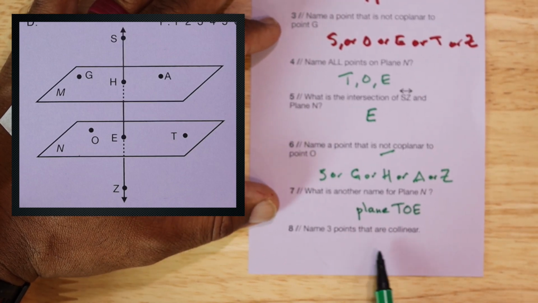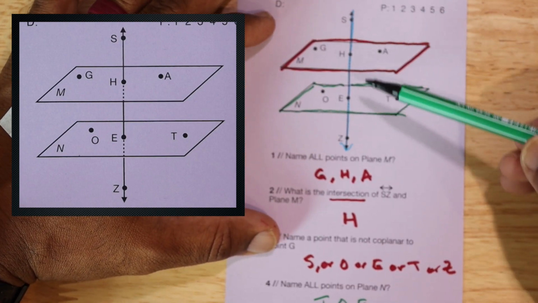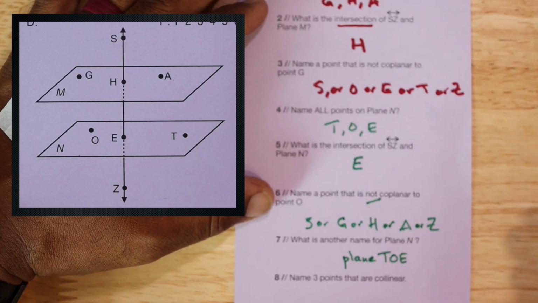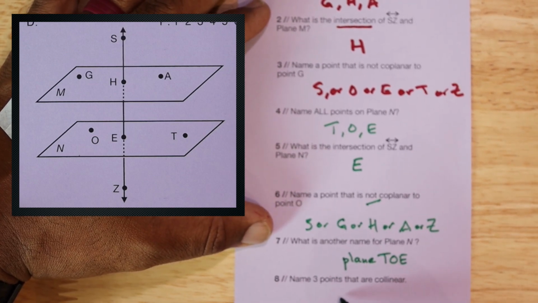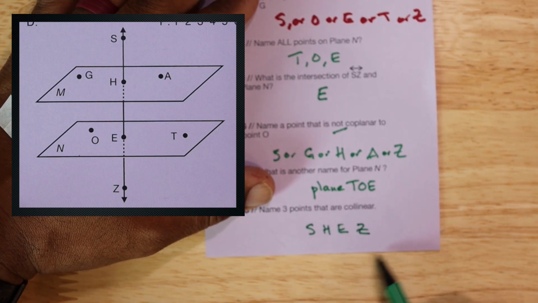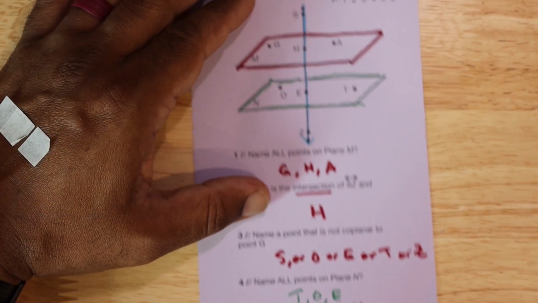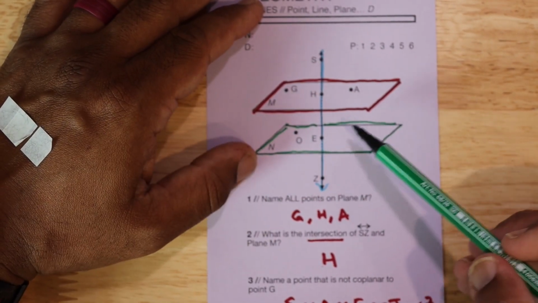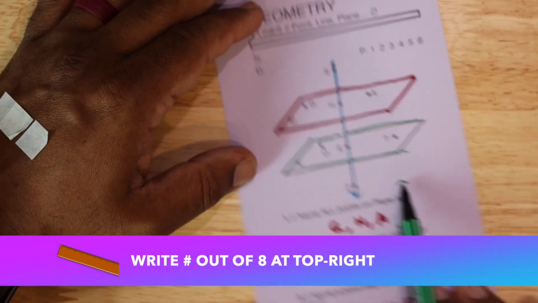Now name 3 points that are collinear. Well, right down the middle, S, H, E, Z. Should hopefully make it easy. 3 points are collinear: S, H, E, Z. Any combination of these three work. So I'll use H, E, Z, because any of these points work.